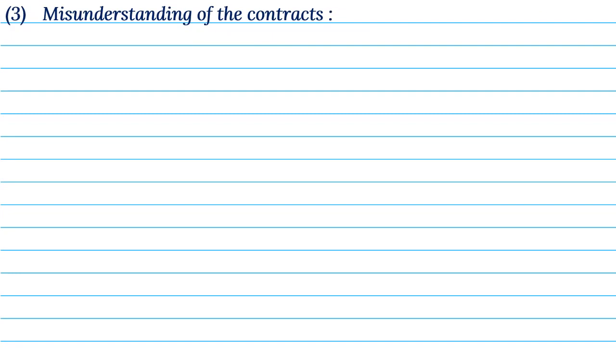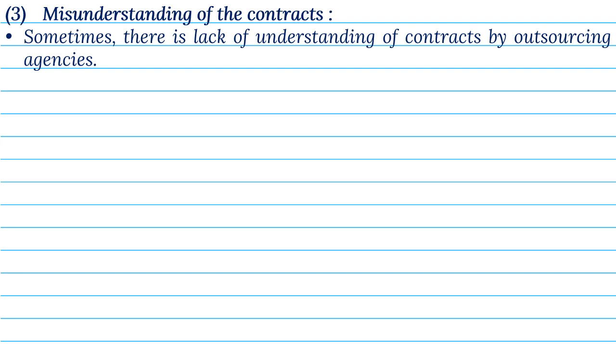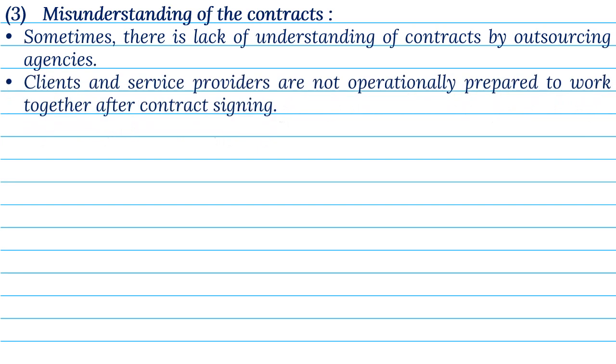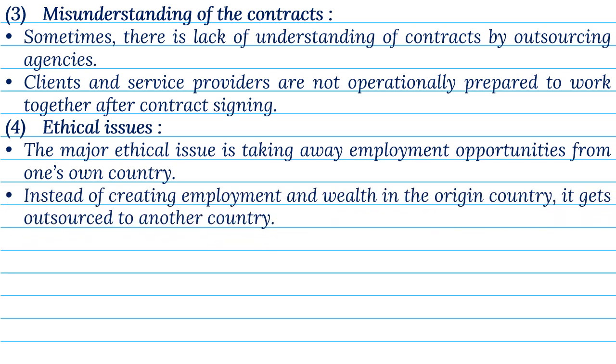3. Misunderstanding of the contracts. Sometimes, there is lack of understanding of contracts by outsourcing agencies. Clients and service providers are not operationally prepared to work together after contract signing. 4. Ethical issues. The major ethical issue is taking away employment opportunities from one's own country. Instead of creating employment and wealth in the origin country, it gets outsourced to another country.